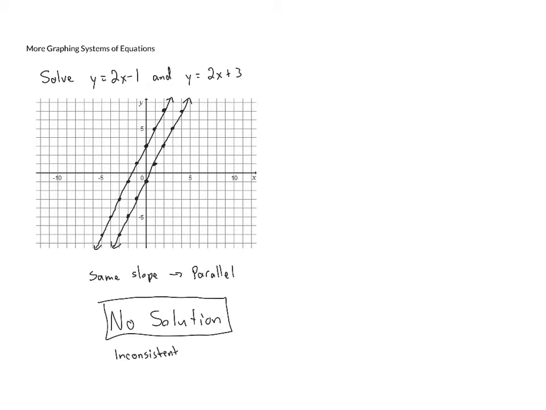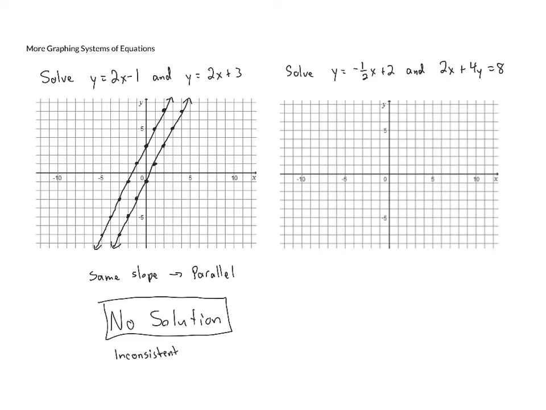Let's take a look at the other example of something different that can happen. All right, solve y = -1/2 x + 2 and 2x + 4y = 8. Again, we want to solve this by graphing, so we're going to need an xy plane. Here we are. Now, the first of the equations is in slope-intercept form, so we can just jump straight to graphing that. The y-intercept is 2, so we start at 2 on the y-axis.